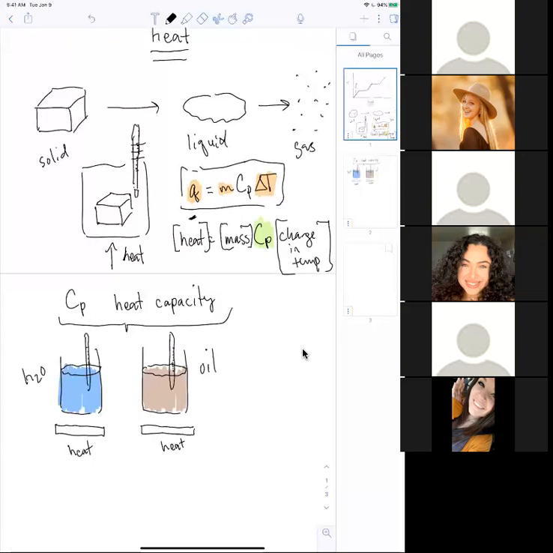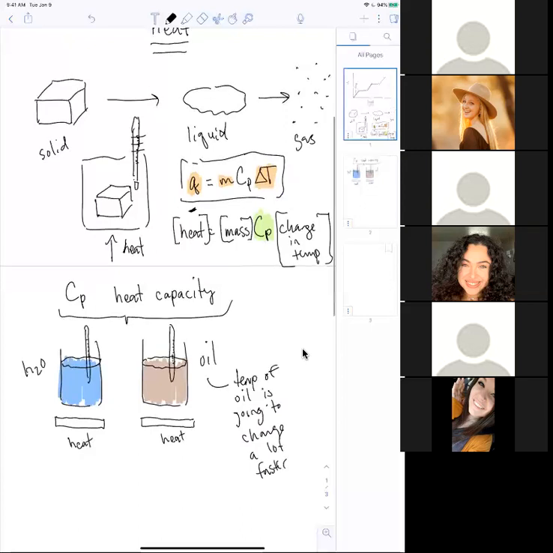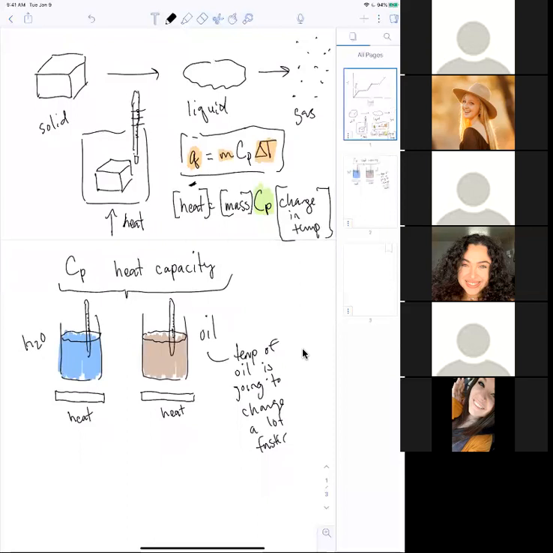So the experiment here is literally that I have 2 hot plates that are identical, and I set them to the same setting, like 3 or 4. It doesn't even matter as long as they're the same. And then I'm just measuring the temperature as time changes. What I would see is the temperature of the oil is going to change a lot faster than the water.